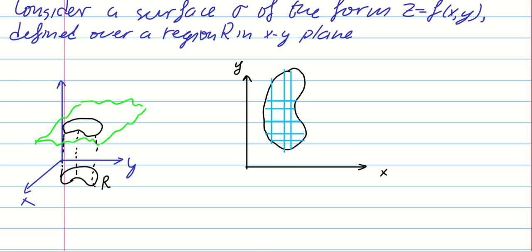All right, so if we think about this region inside as R sub k, this region over here has delta x sub k over here, and delta y sub k over here.